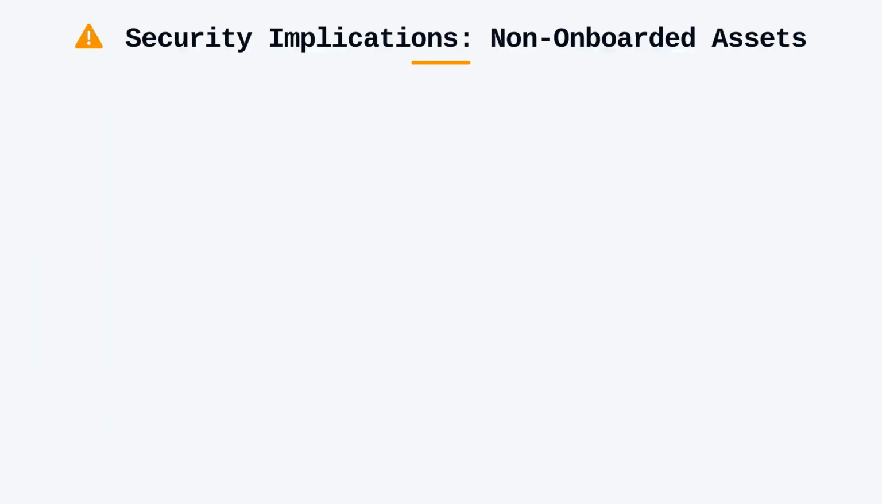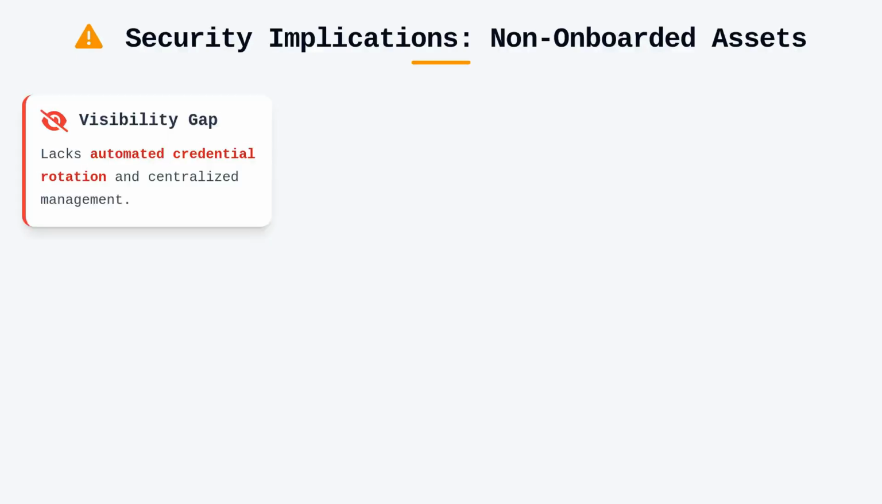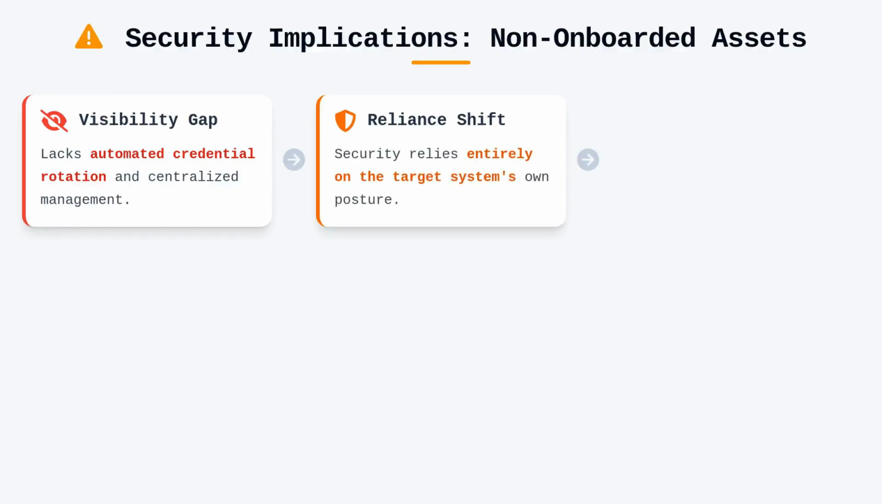There are significant security implications when your organization decides to permit connections to assets that are not yet onboarded. The primary risk is that the target system lacks the visibility and automated credential rotation that typically constitutes the value proposition of a PAM solution. When a user connects to a system via Secure Connect, the password for that account is not stored, verified, or rotated by CyberArk, meaning the session relies entirely on the security posture of the target system itself.